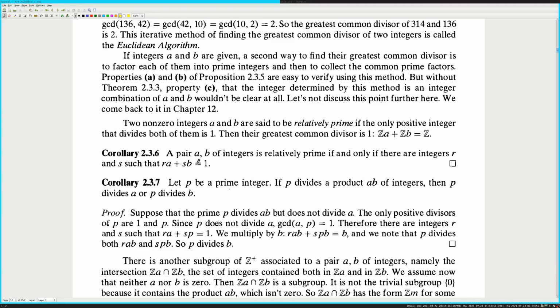Corollary 2.3.7: let p be a prime. If p divides a product ab, then p divides a, or p divides b. Let's suppose that the prime p divides ab but does not divide a. The only positive divisors of p are 1 and p. Since p does not divide a, the GCD is 1. Therefore, there are integers r and s such that ra plus sp is equal to 1. We multiply by b.